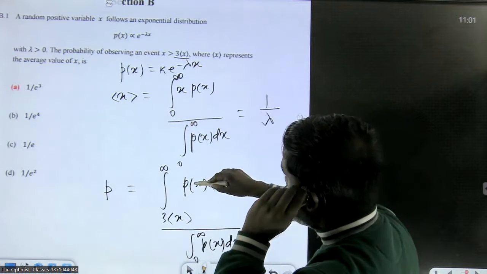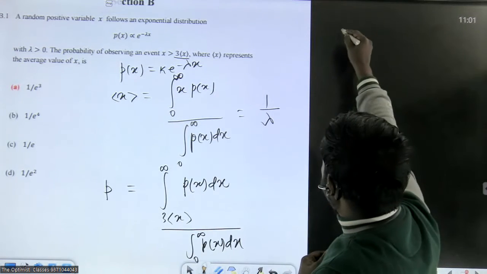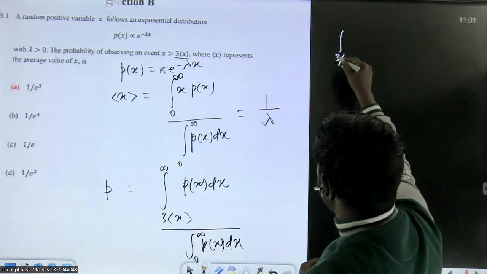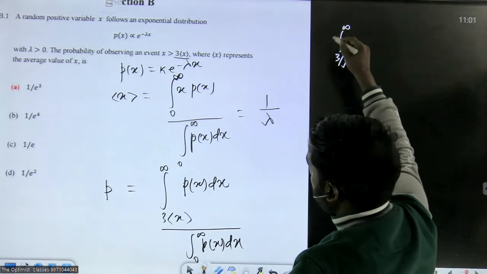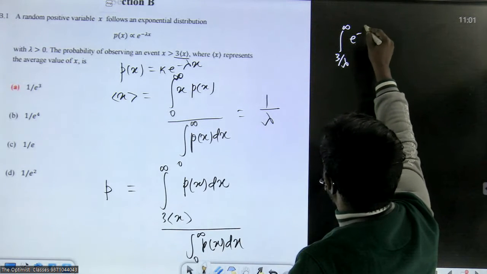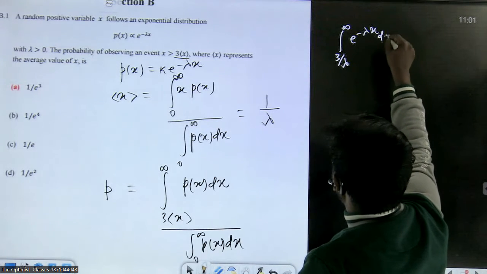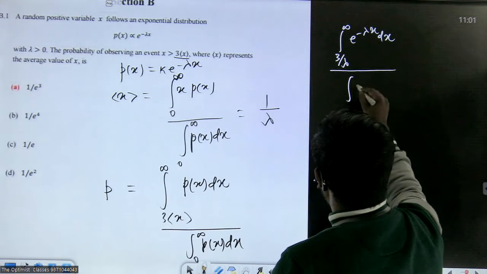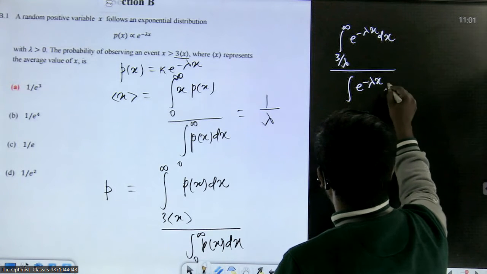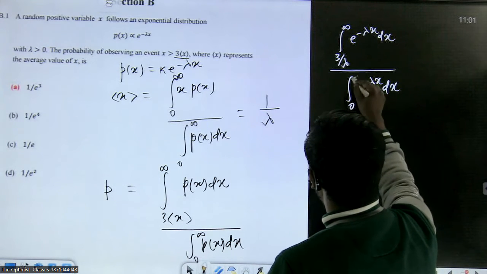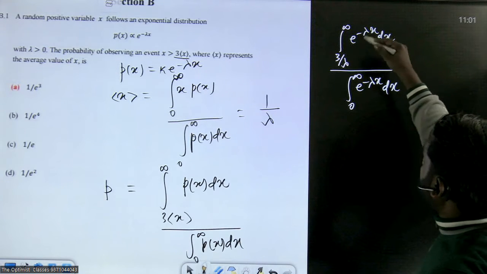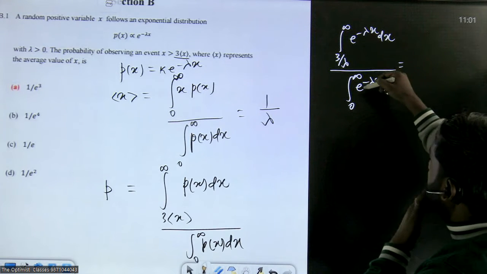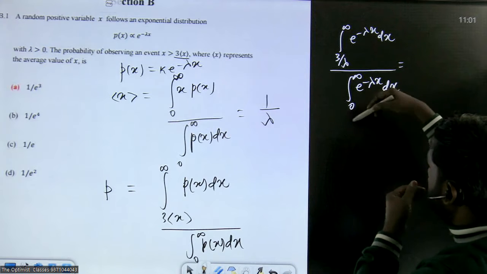When you put this here, k will cancel out, and we get here 3 by lambda, since x average is 1 by lambda, to infinity, of e to the power minus lambda x dx, and in the denominator we have e to the power minus lambda x dx from 0 to infinity. This is just the normalization factor. Now when you integrate, you get minus 1 by lambda here, and lambda here also, so those factors cancel out.